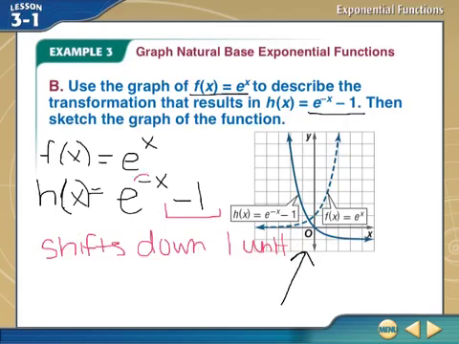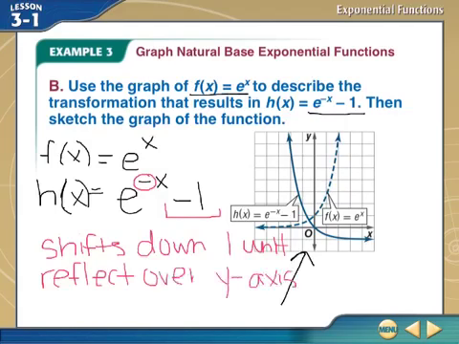And the negative, changing the sign on the x-coordinate, actually reflects the graph over the y-axis. So anytime x changes sign, that's reflecting the graph over the y-axis. So we also reflect the function over the y-axis, and we shift down 1 unit.